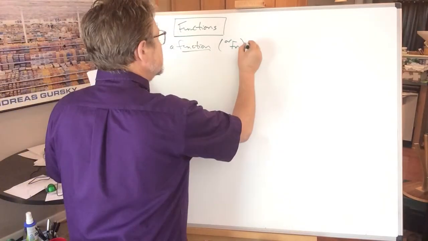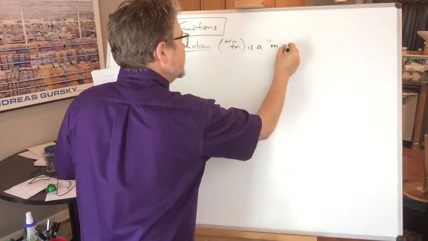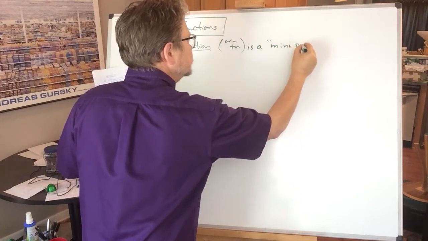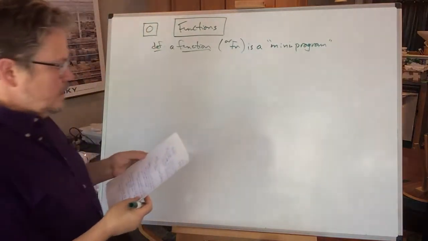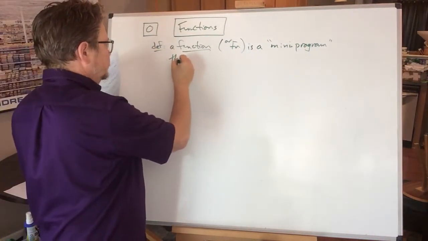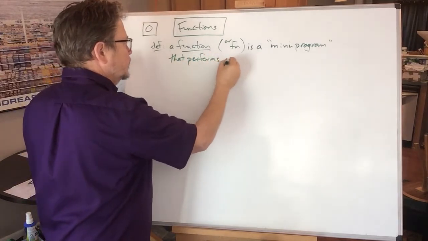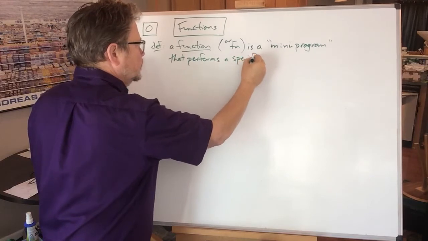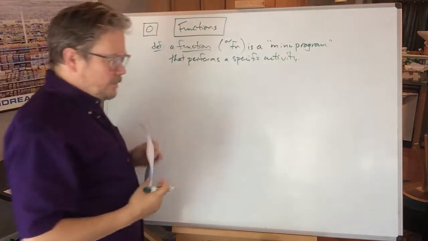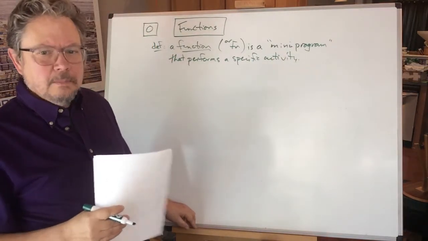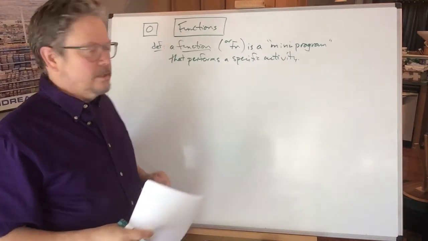A function is a, double quote, this is not the technical term, mini program. Aw, the cute little thing. Mini program that performs a specific activity. And the more specific, the better. Don't pile a bunch of stuff in one function. Have lots of little functions that do separate things. That's the ticket. That's the winner.